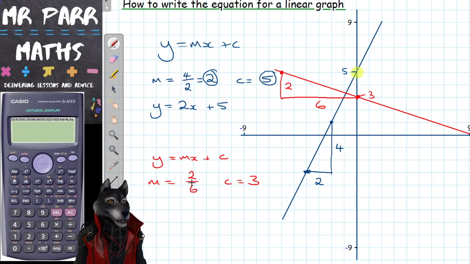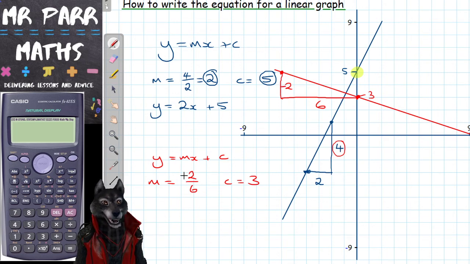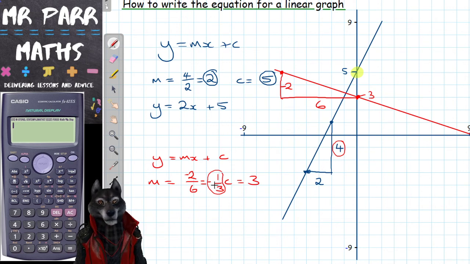Now be careful with this, because is this still a rise? If we remember, graphs we read left to right. This graph isn't going up, it's going down. So if a rise is positive, then a fall, don't forget, is negative. So this is minus 2 over 6, which simplifies to minus 1/3. So this graph has a gradient of a negative third, and a y-intercept of 3.